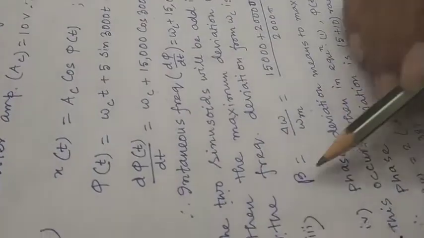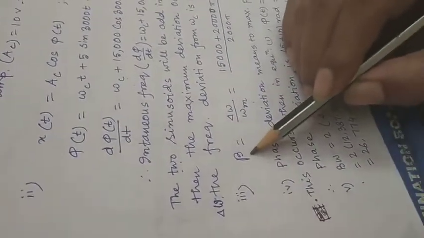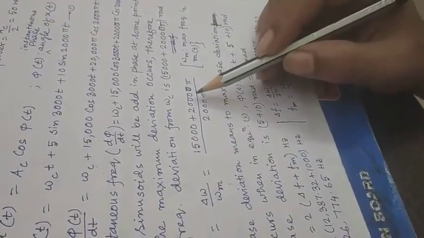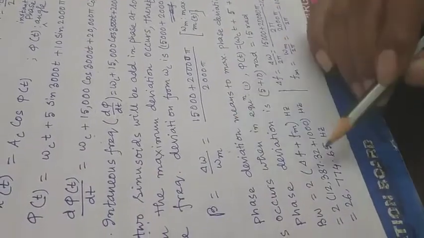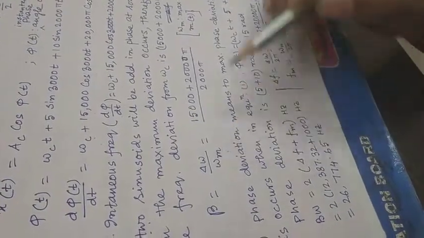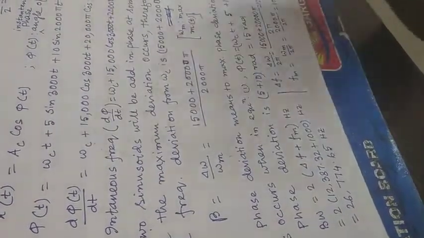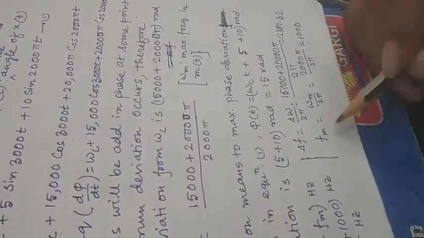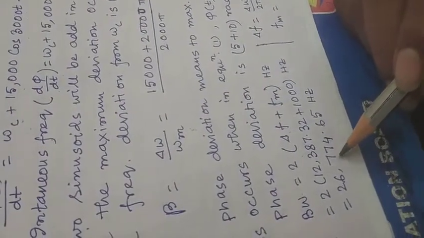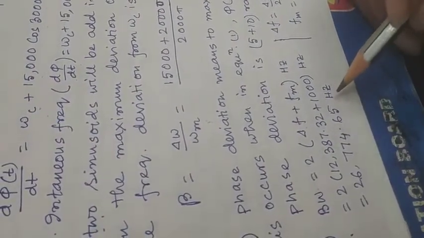Substituting this in the expression of beta, that is the deviation factor or frequency deviation factor, del omega by omega m, we get this expression. And bandwidth, as we know, can be defined as twice into del f plus fm. Del f we have obtained from here, and fm we have just calculated by dividing by 2 pi. The bandwidth obtained is 26,774.65 Hz.